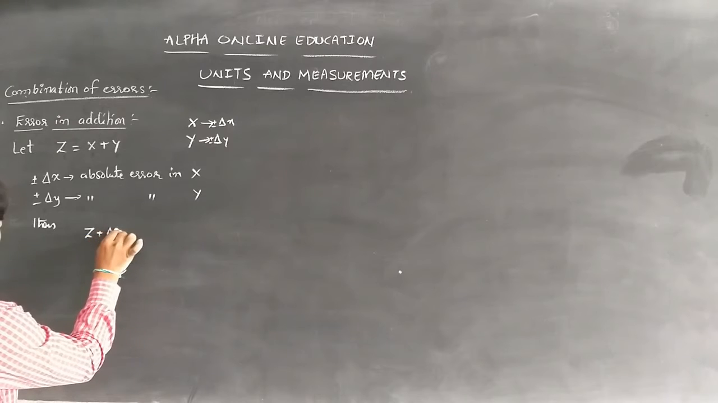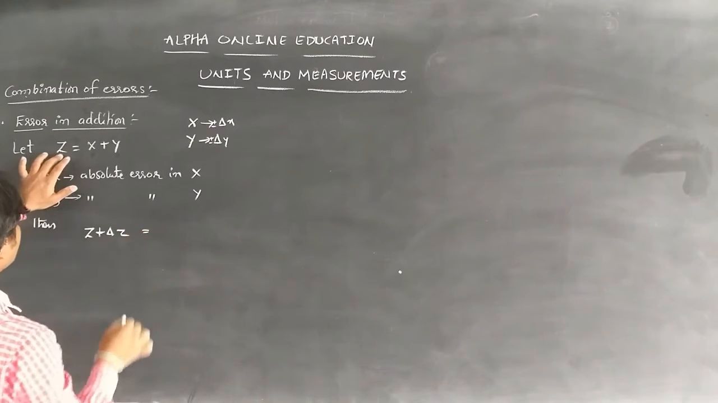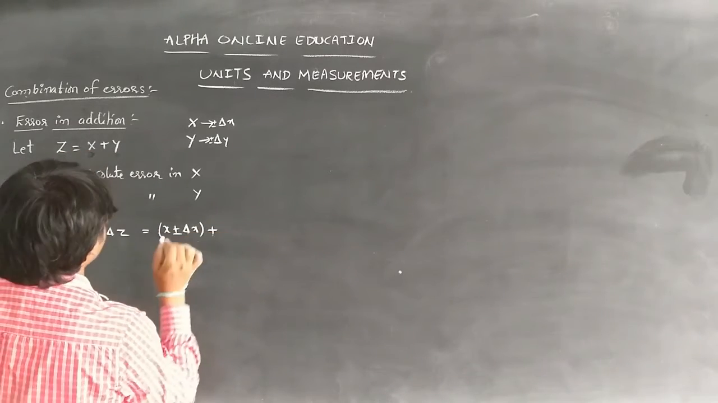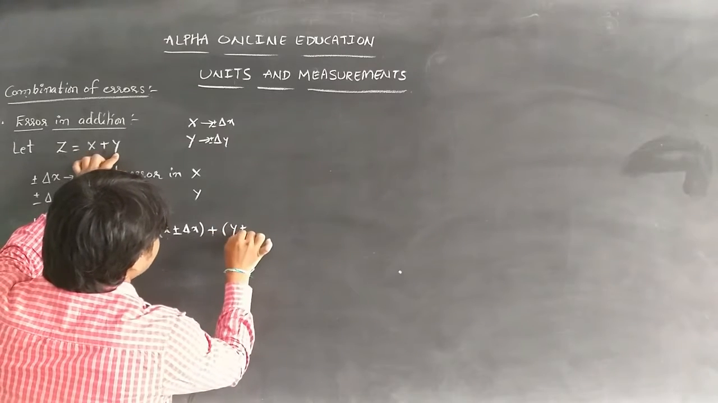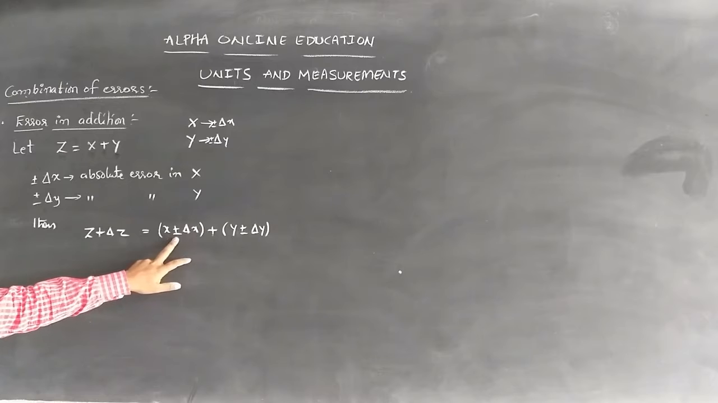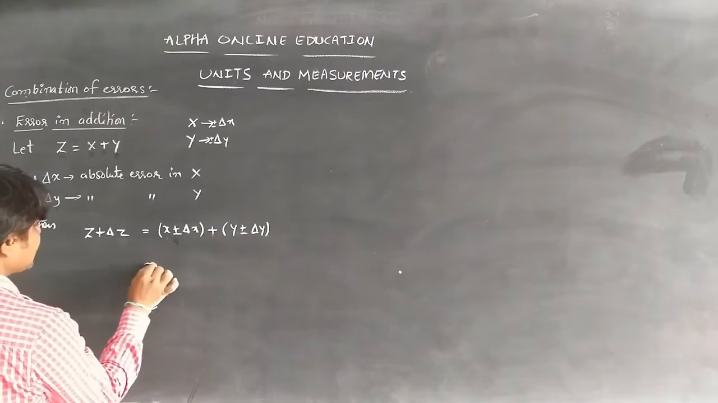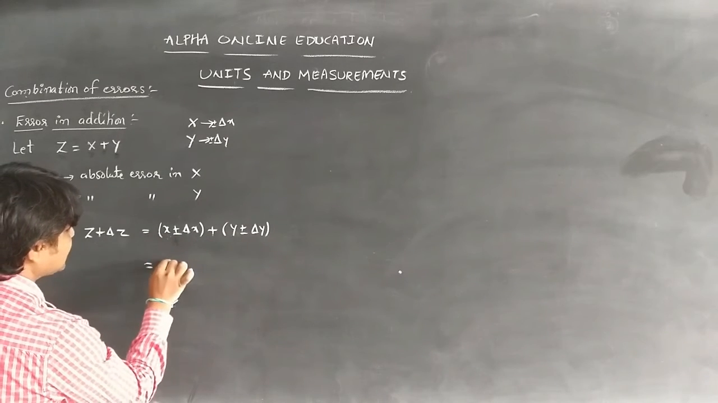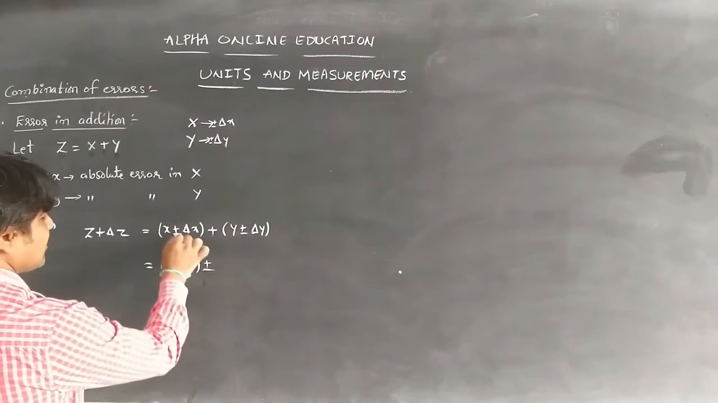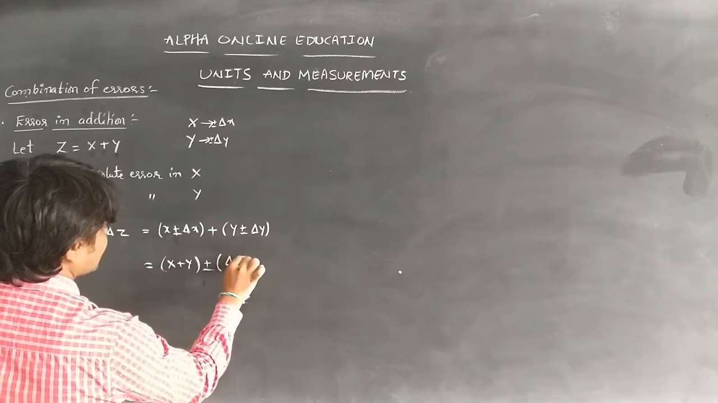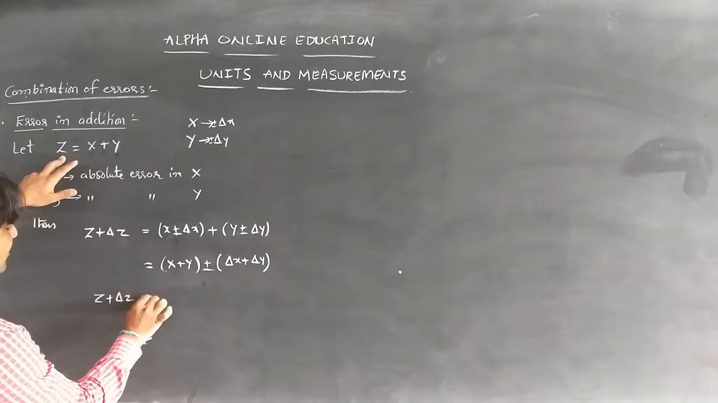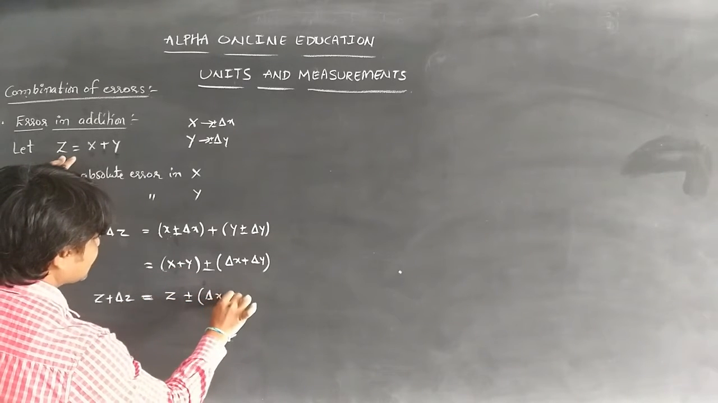Then we have Z plus delta Z, the error in total measurement, which is equal to X plus or minus delta X, plus the measurement Y plus or minus delta Y. If we solve this equation, we can get the values for errors in measurements. So Z plus delta Z is equal to X plus Y, plus or minus delta X plus delta Y. But we know that X plus Y is equal to Z. Here Z plus delta Z is equal to Z plus or minus delta X plus delta Y.